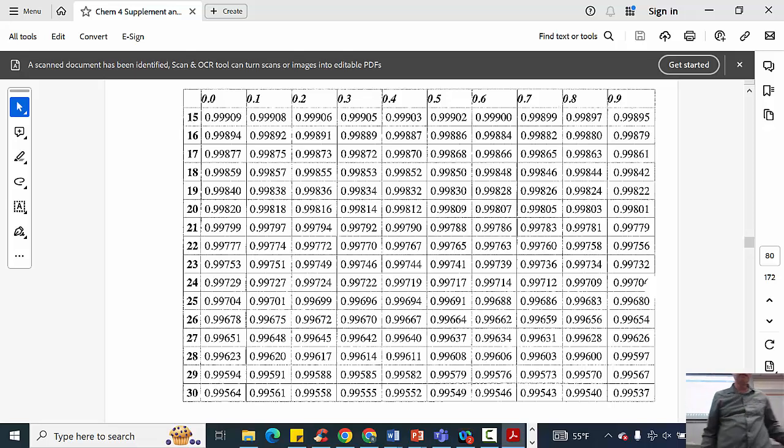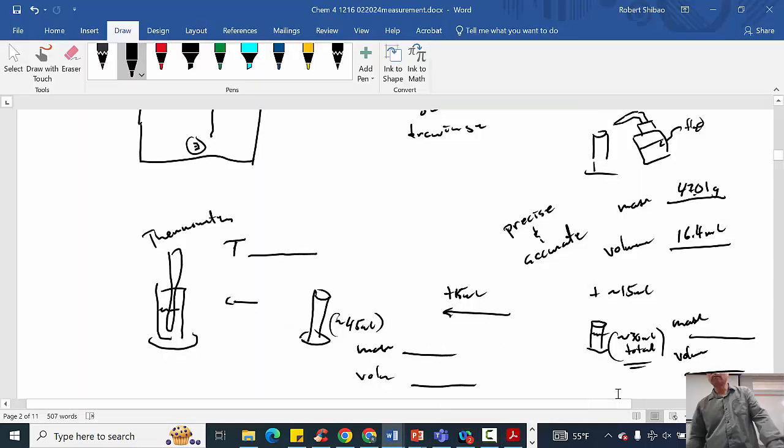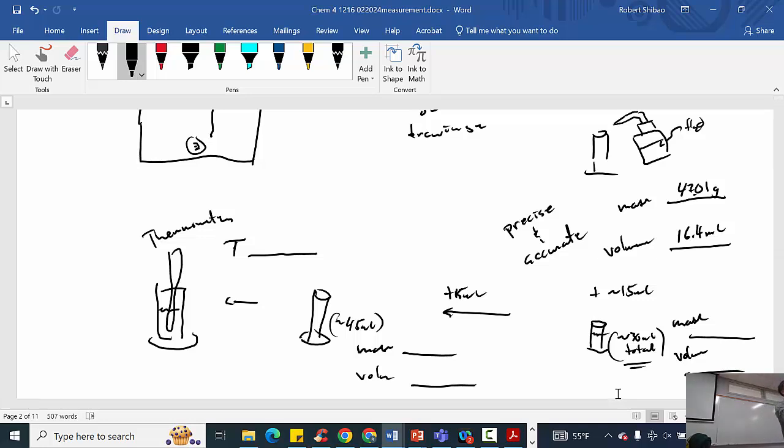All right, so let me see what we're going to do next. When you're ready to start the experiment, you're going to weigh the dry 50 milliliter cylinder and record the mass. You should have 4 digits, 2.2. Now we need a squirt bottle.